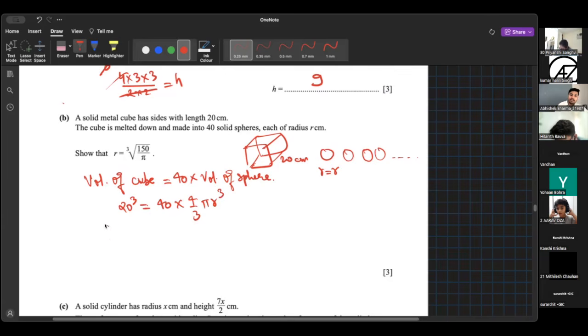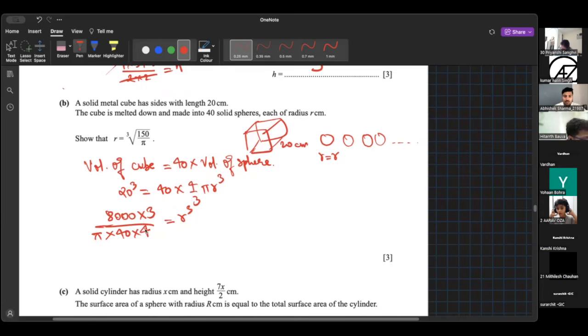20 cube is going to be 8000 multiplied by 3 divided by 40 into 4, and pi will also go in the denominator only, so I am writing an additional pi over here. That is equal to r cube. Now cancel out whatever you can. So 0 0, 4 1s are 4, 2 4s are 8, so this is 200. Then this is 50. 50 into 3, 150. So r cube is equal to 150 divided by pi. R is going to be the cube root of 150 divided by pi.